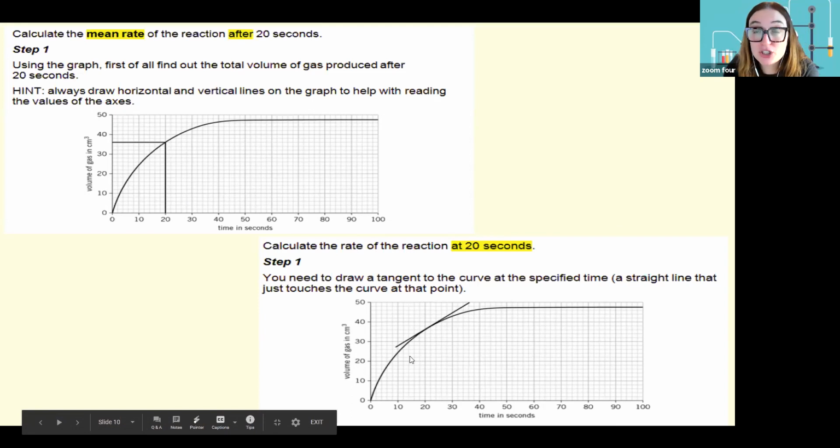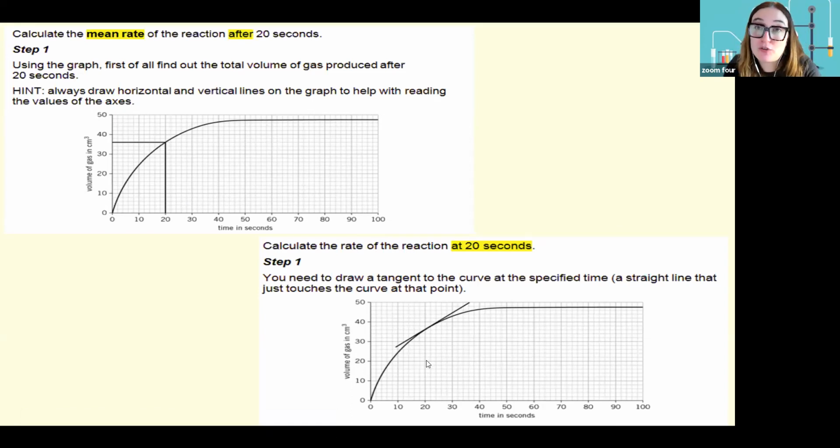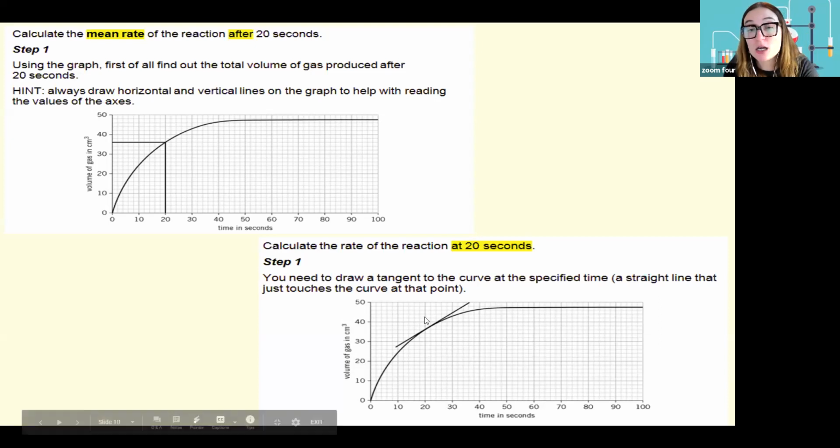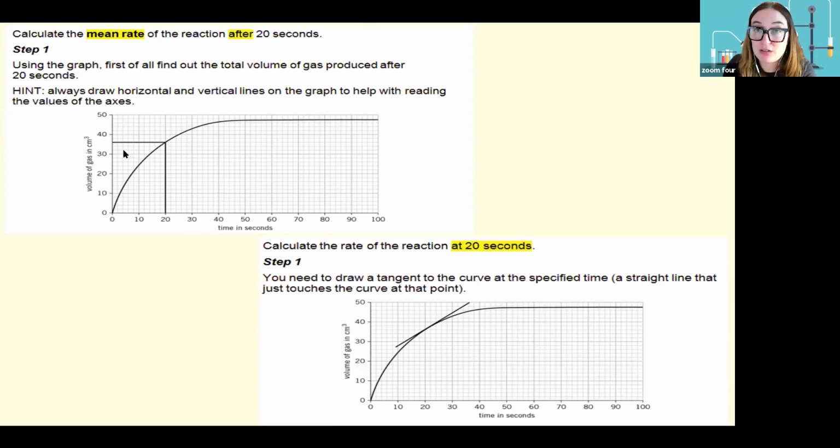There are questions on your previous work where you've been asked similar questions about that. And in the previous slides that we did on this, in the week beginning the 25th of January, we went over this in more detail. But I really wanted to draw your attention to the fact that if it says mean rate, it's the really easy way of reading from the lines.